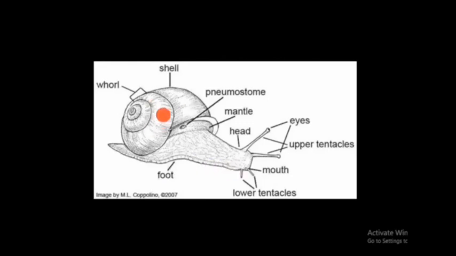So this is the shell that has a hole, and then it has a small opening here that is actually used in excreting.